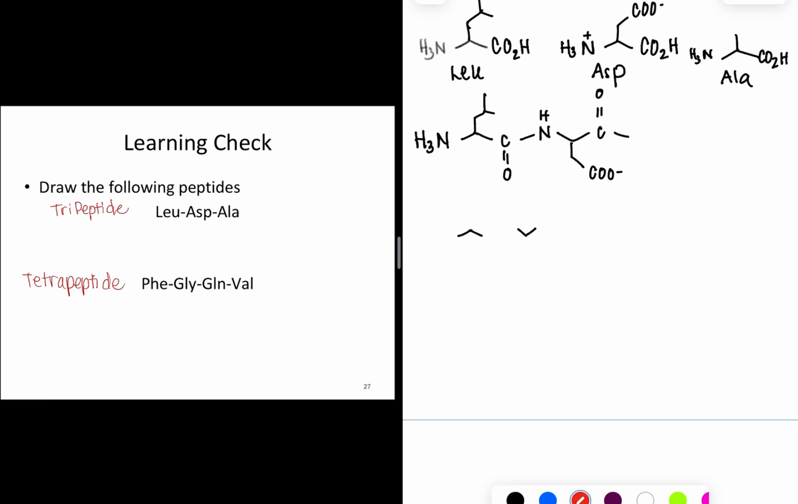So let me highlight here. This is amino acid 1. This is amino acid 2. Now I'm going to draw the nitrogen of the third one. So there we have leucine, asparagine, and alanine. At the bottom, let me draw a line here. For my tetrapeptide, I'm going to draw phenylalanine.